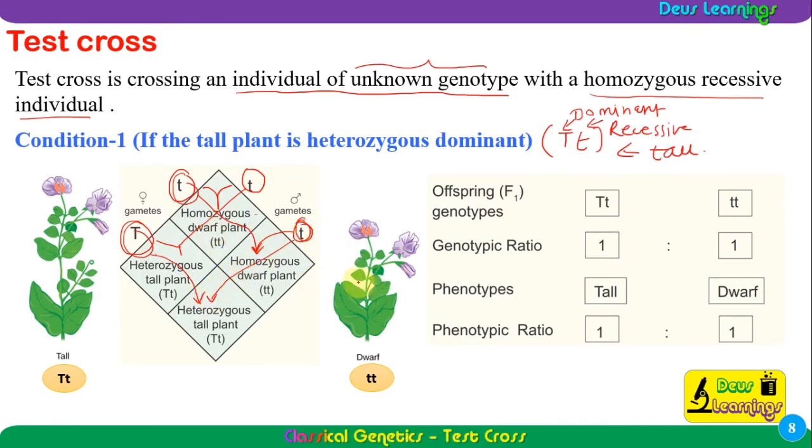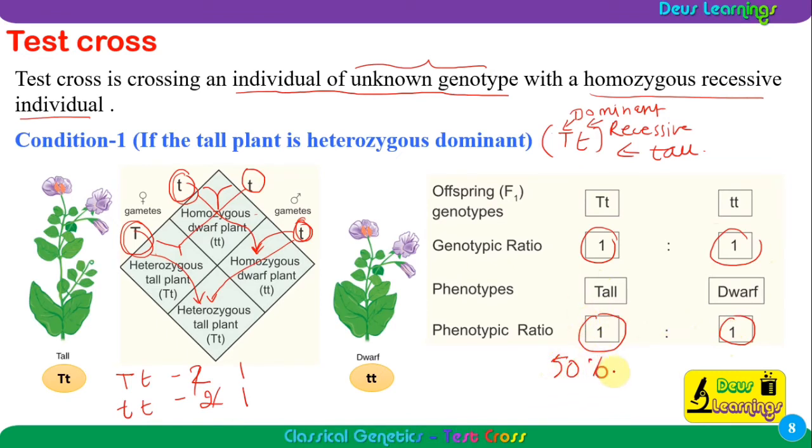heterozygous dominant. Okay, so if we take for plants, how many plants have heterozygous condition? You see there are 2 plants, and for homozygous recessive condition, again you see 2 plants. That means the ratio is 1:1, right? So genotype ratio is 1:1, and for genotype ratio 1:1, the phenotype ratio is also 1:1. That means you get 50% plants tall and 50% plants dwarf, right? If such a condition comes, that means if the F1 generation is like this, then you have to understand that the unknown plant is heterozygous dominant.